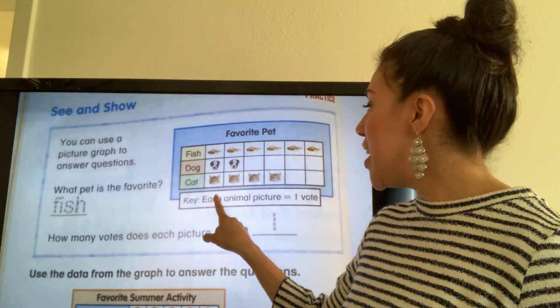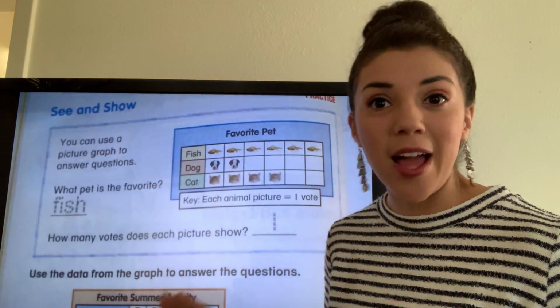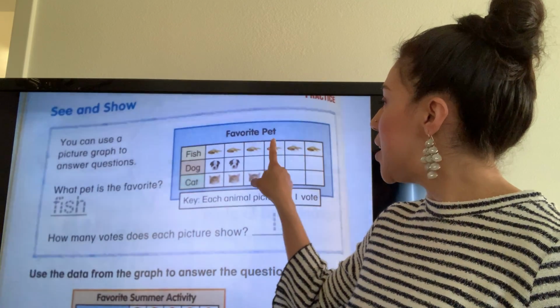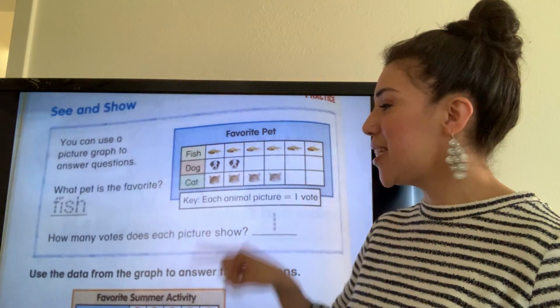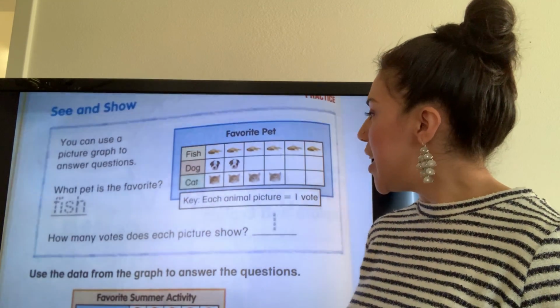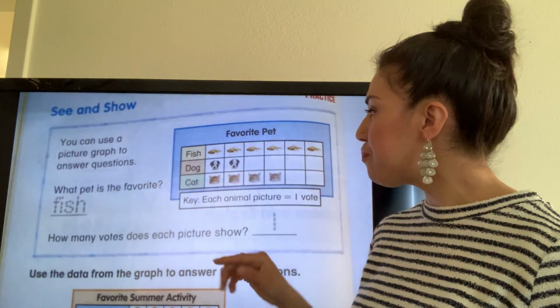Okay, so the key, each animal picture is 1 vote. Okay, now we can count. So for fish, there are 1, 2, 3, 4, 5, 6. Okay, for dog, there are 1, 2. And for cat, there are 1, 2, 3, 4.